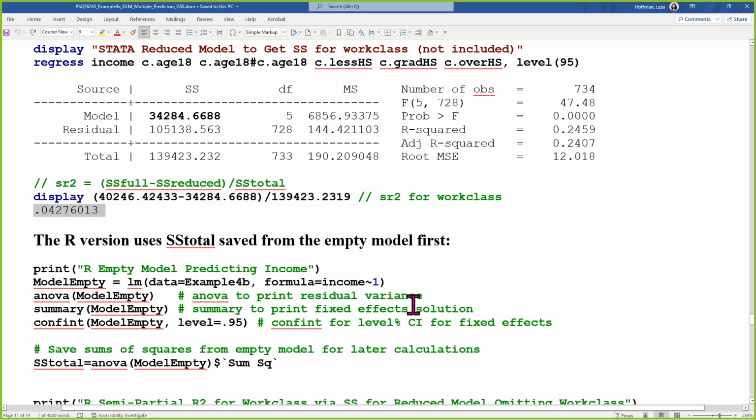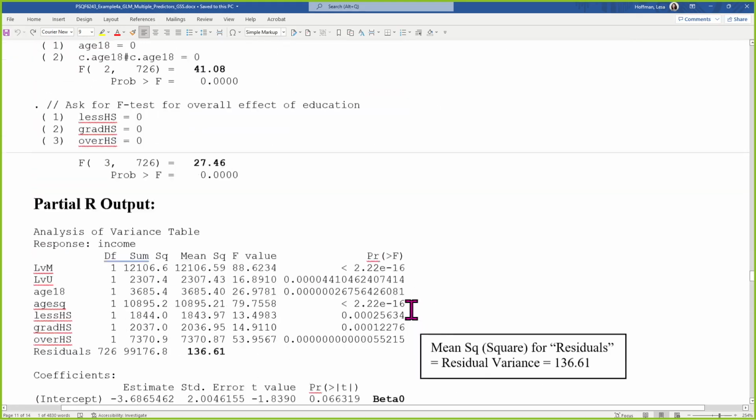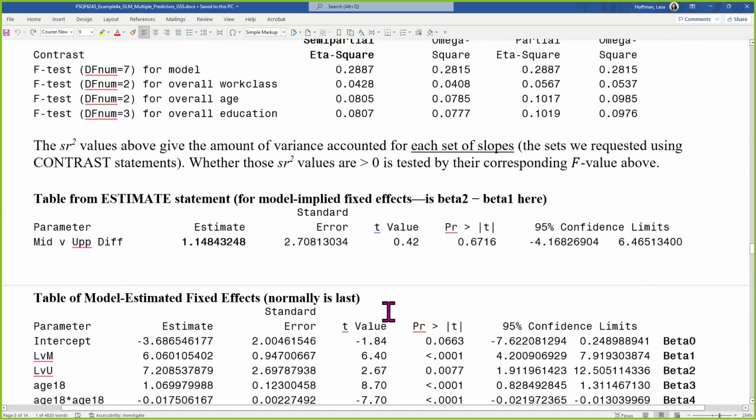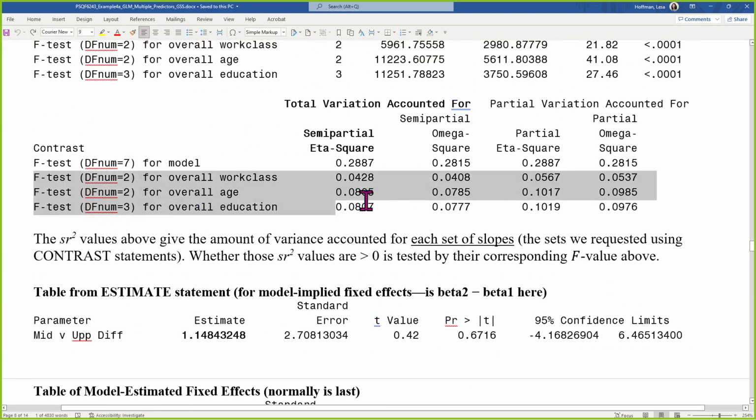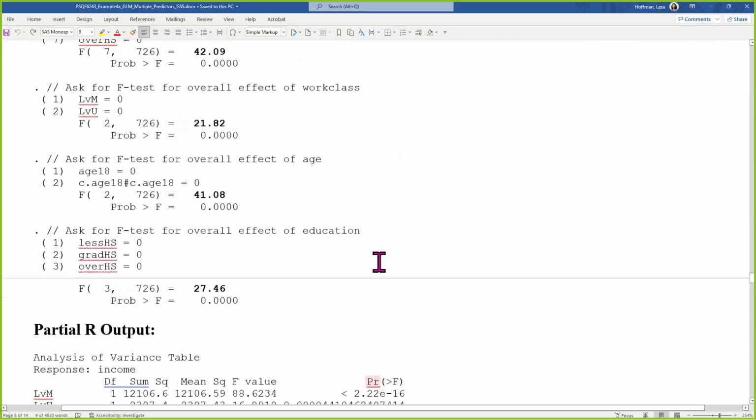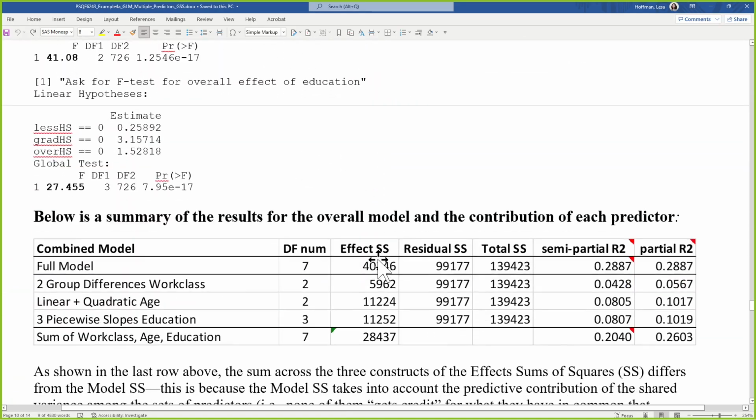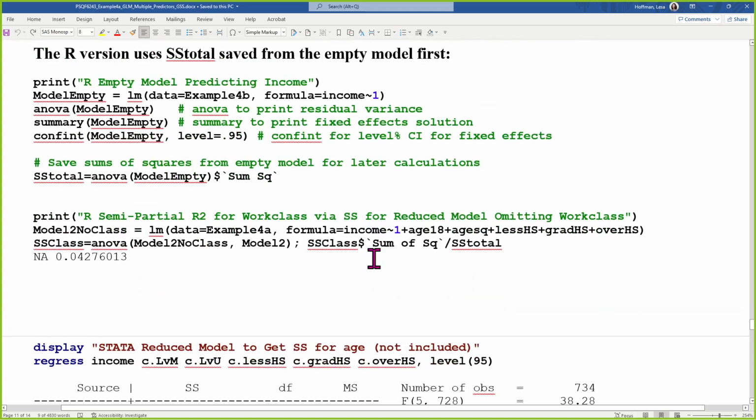So that 0.04 is the same number that was given directly by SAS several pages ago, right here. It does it for you. Likewise, in R, I estimated a model without those 2 slopes. I then computed the sums of squares for that model, and I took that sums of squares and divided it by the total, and I got the same answer.